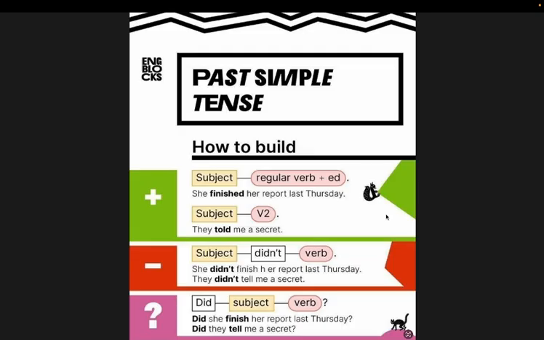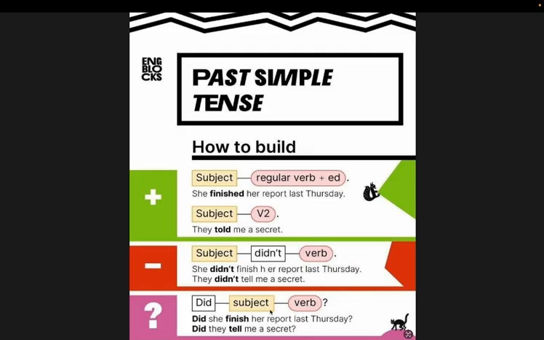So, how about a negative sentence now? How can we do that? We also put the subject, and after the subject, we put the word didn't, and the verb in present form or infinitive form. So, for example, I can say she didn't finish her report, or they didn't tell me a secret. So, here the verb stays in the present form after didn't. Remember that.